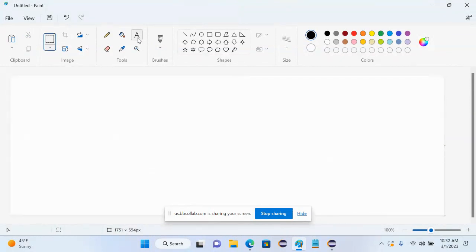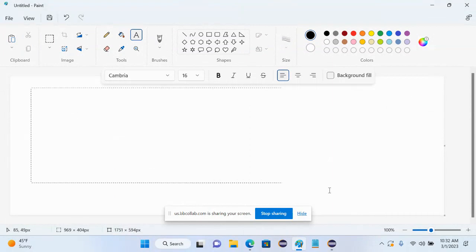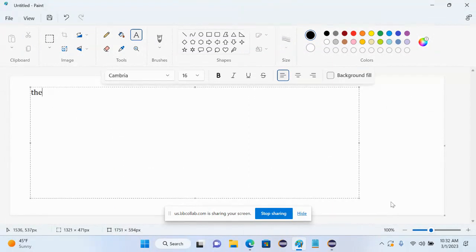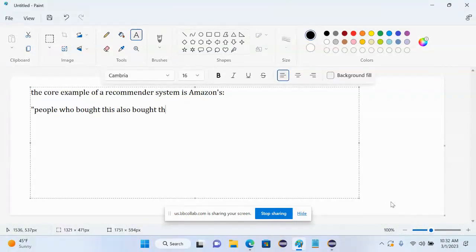Oh, okay. I will tell you what a recommender system is. So, an example of a recommender system is Amazon's "people who bought this also bought that" feature. You've shopped on Amazon, you're familiar with this? That's what it is, right?